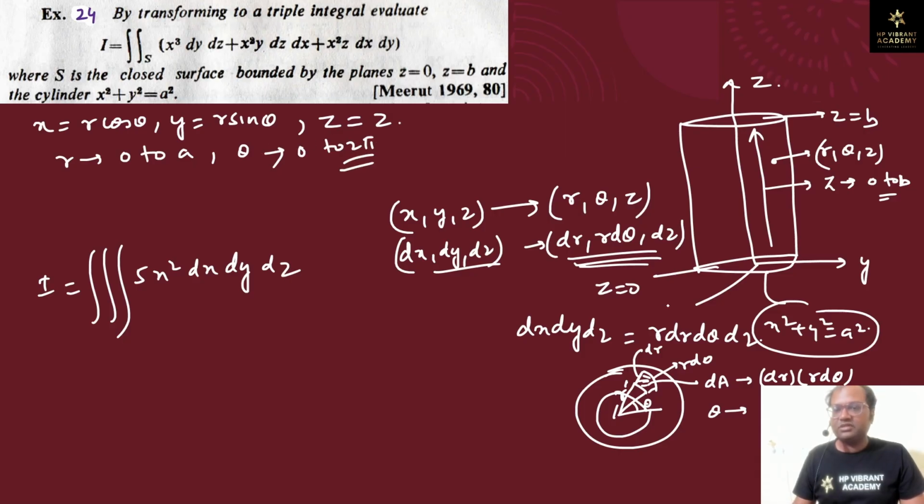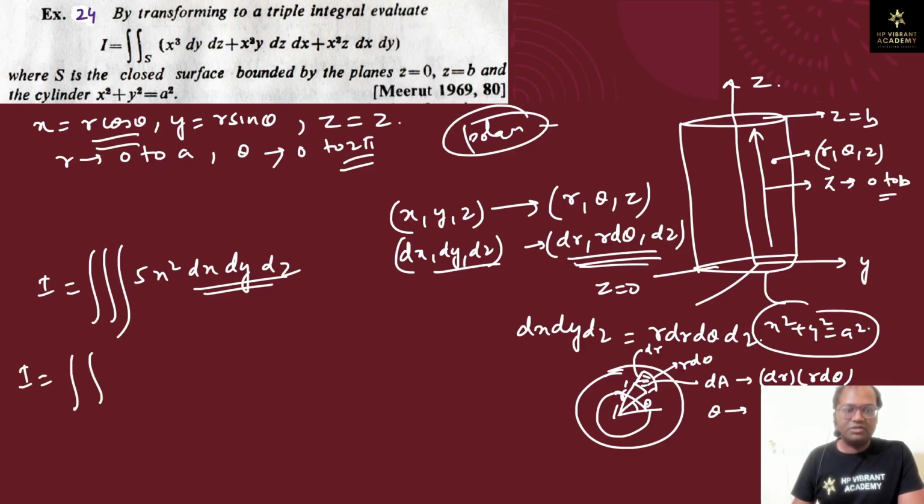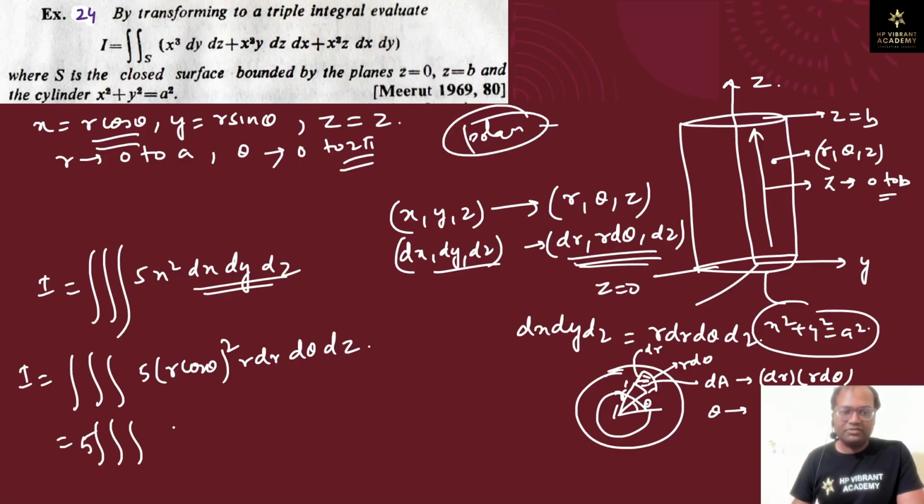This we have already discussed in the cylindrical coordinate, that is polar coordinate system, in fluid dynamics. Now let us place the limits here. We have the value of x as x is equal to r cos theta. So I is equal to the triple integration of 5 times x, which is r cos theta whole square, and dx dy dz is r dr d theta dz. So this is equal to the triple integration of 5, this is r square and this is r cube.